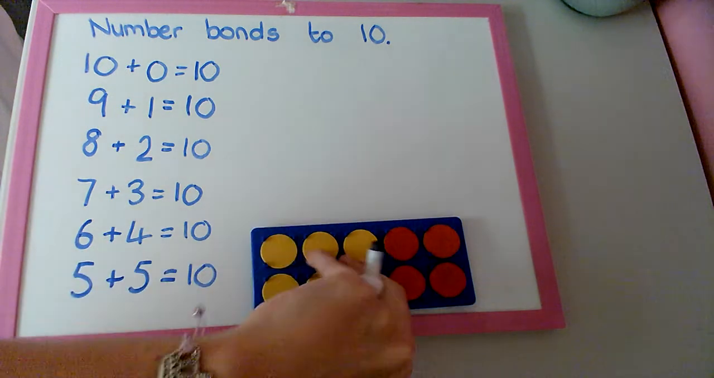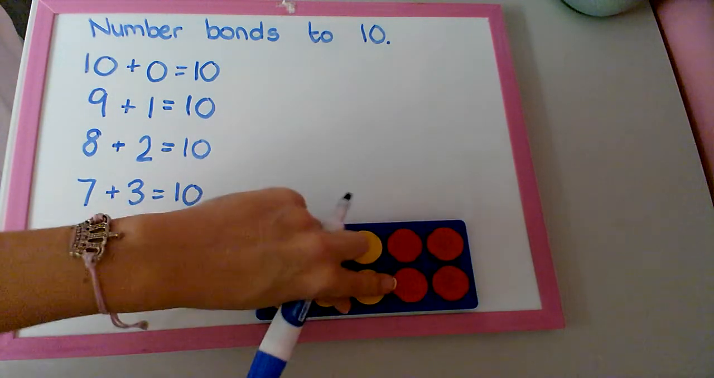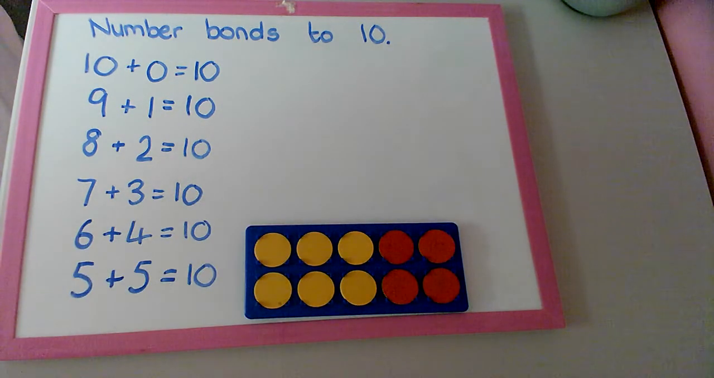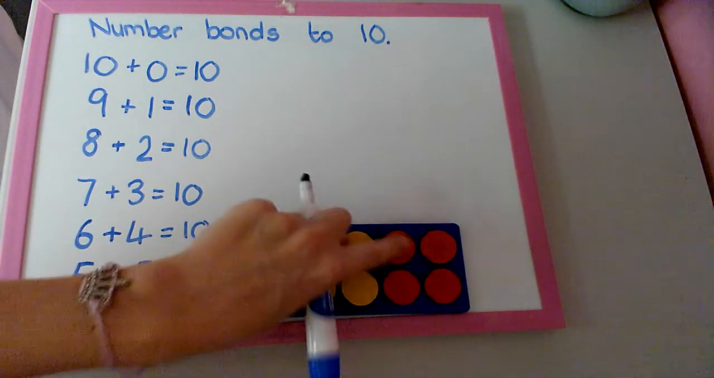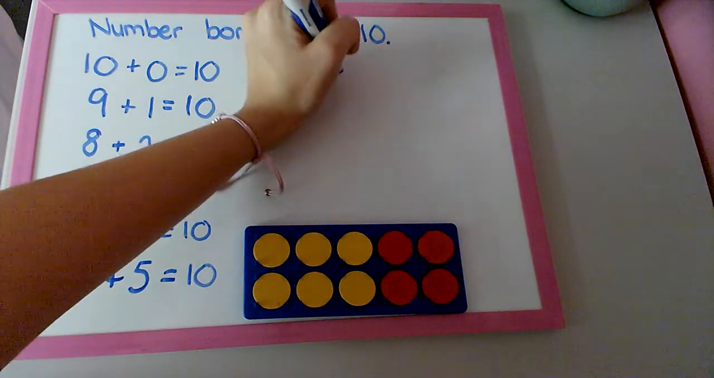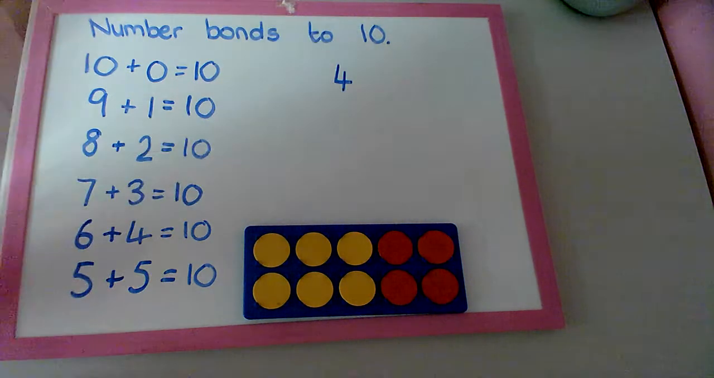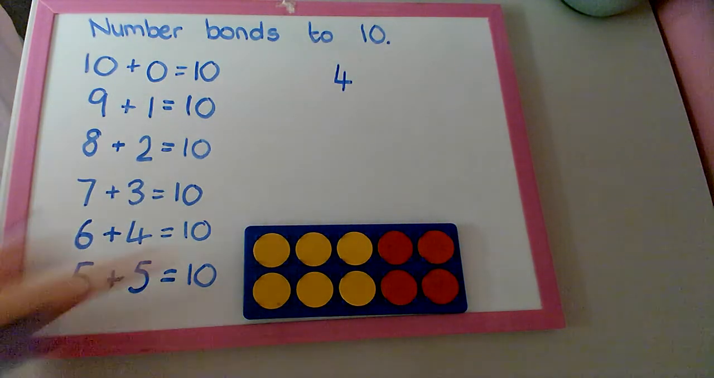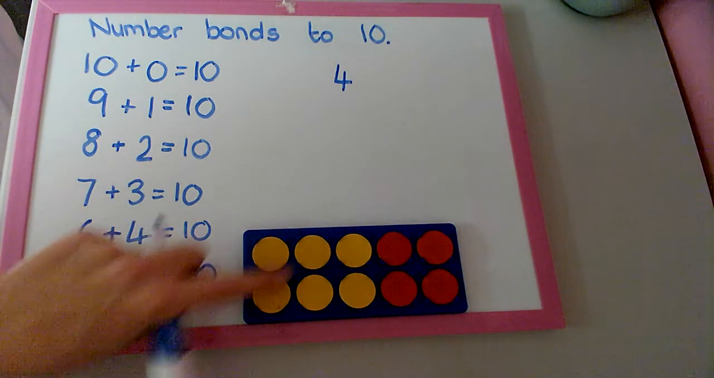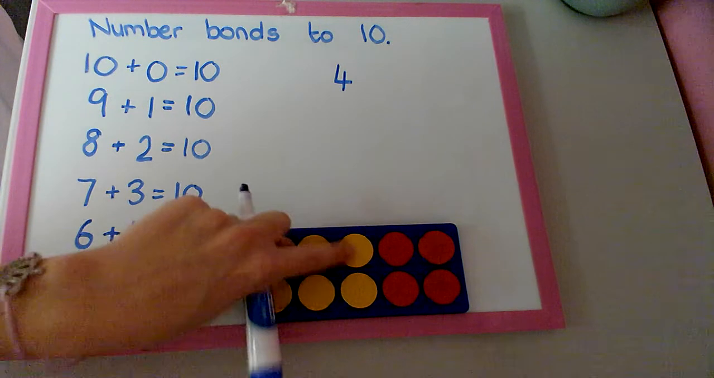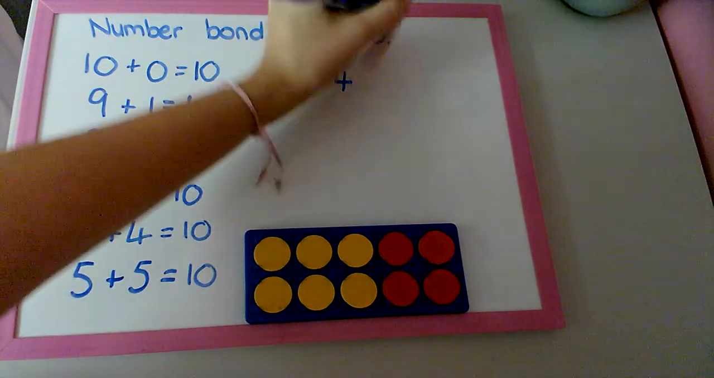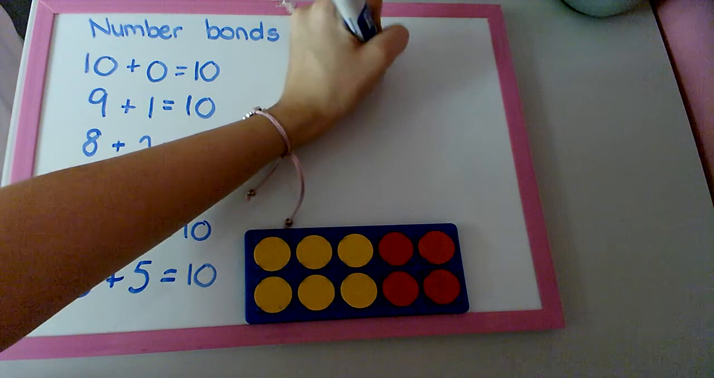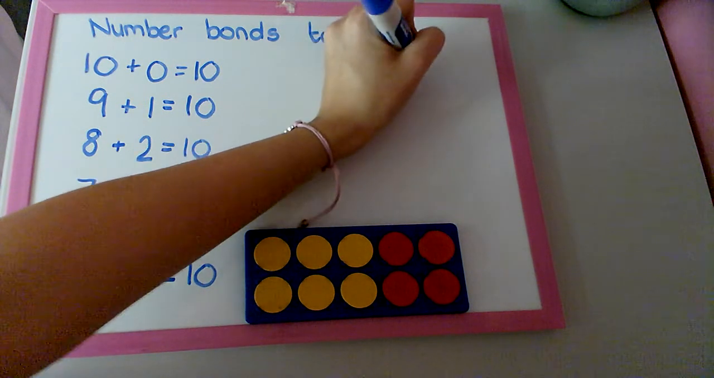Let's turn another red counter around to make it yellow. How many red counters do I have now? 1, 2, 3, 4. So I have 4 red counters. How many yellow do I have? 1, 2, 3, 4, 5, 6. So I have 6. So 4 add 6 equals 10.